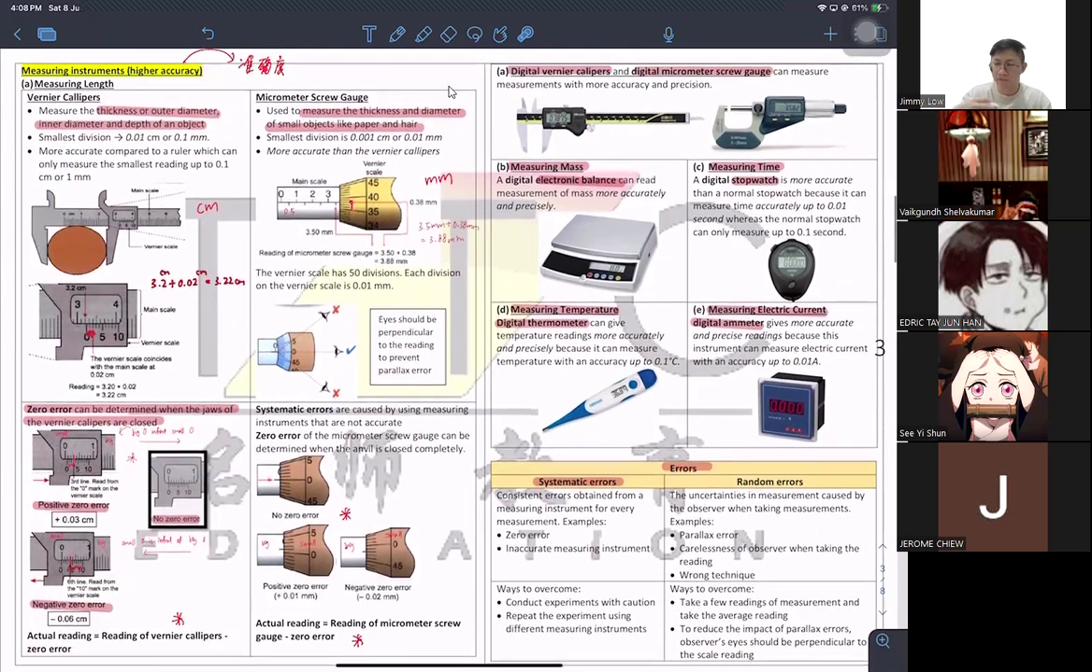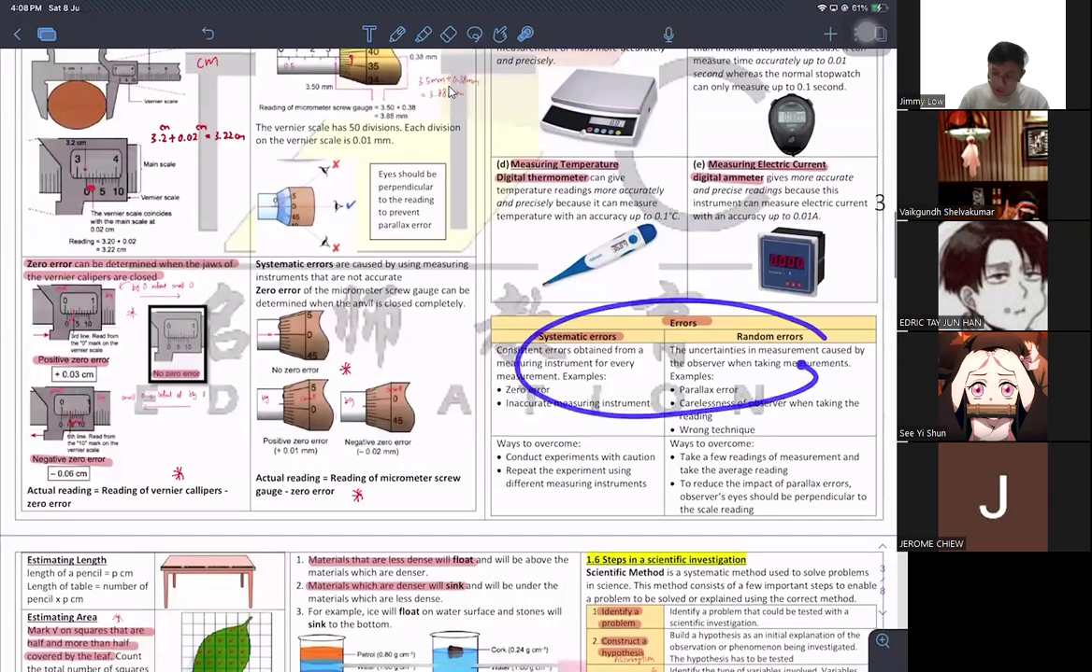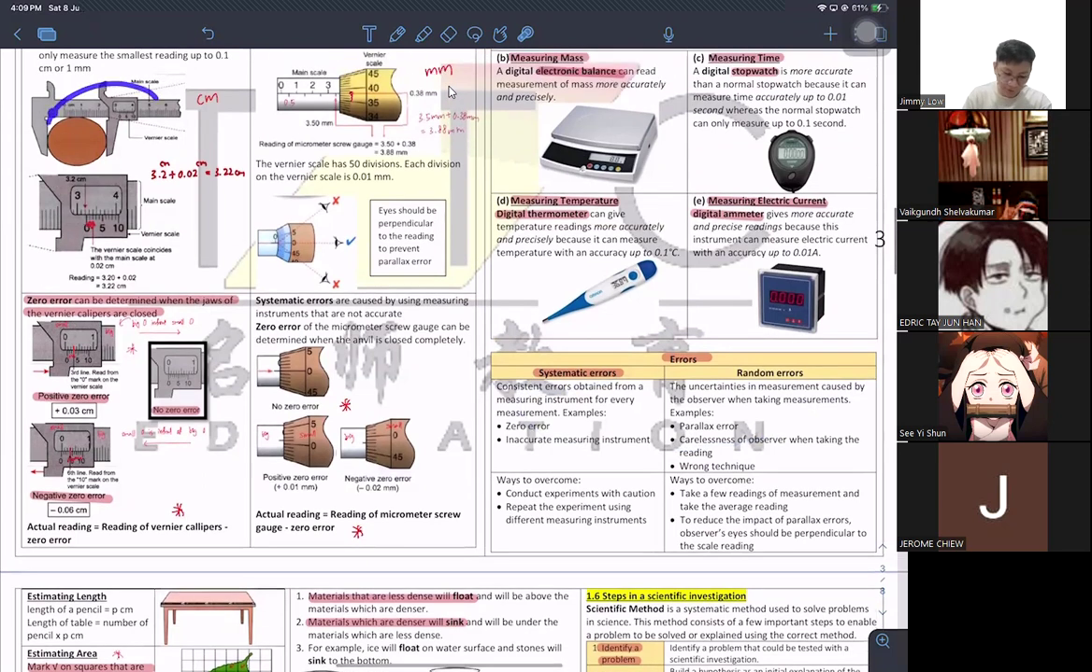Okay, you need some example as a reference. For the errors here, we have two major errors: one is systematic error, one is random error. Systematic error basically refers to the measuring instrument's issue. Which means the problem is not in you. The problem is about the measuring instrument. You got some problem in the measuring instrument. That is why it's so-called systematic error.